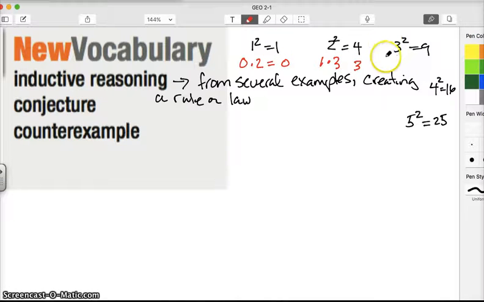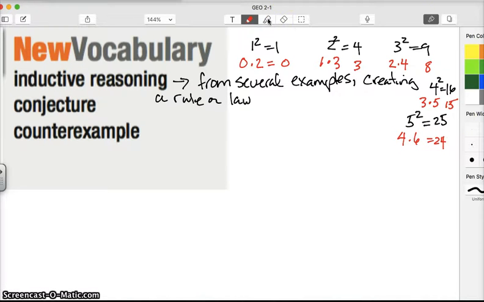Check this one out. The numbers on either side of 3 would be 2 and 4. 2 times 4 is 8. Wait a minute. The numbers on either side of 4 would be 3 and 5. 3 times 5 is 15. The numbers on either side of 5 would be 4 and 6, and therefore you get 24.